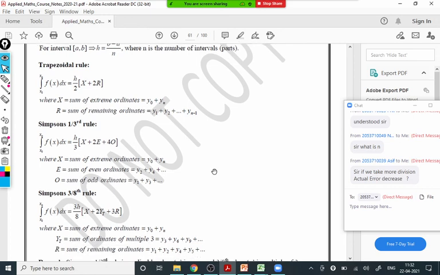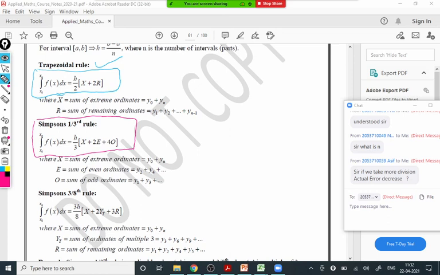Now there are similar formulas, but I'm not going into the derivation of the formula. I'm just telling you, just like the trapezoidal rule has this formula, Simpson's method has this formula. The first formula is known as Simpson's one-third rule, which is h by 3 into (X plus 2E plus 4O).